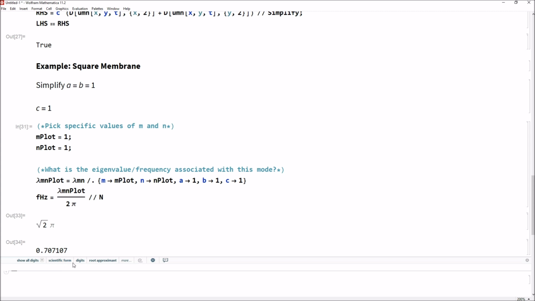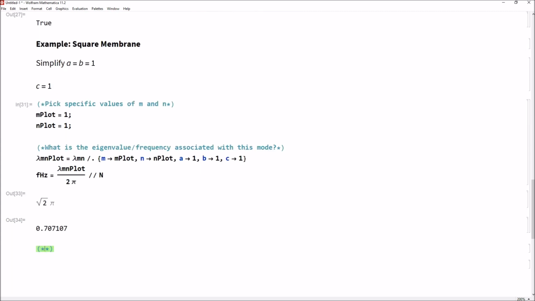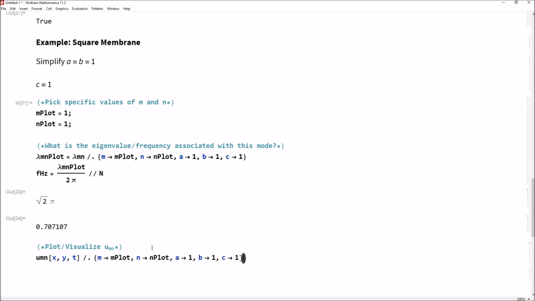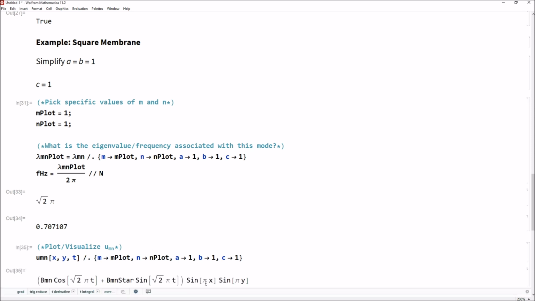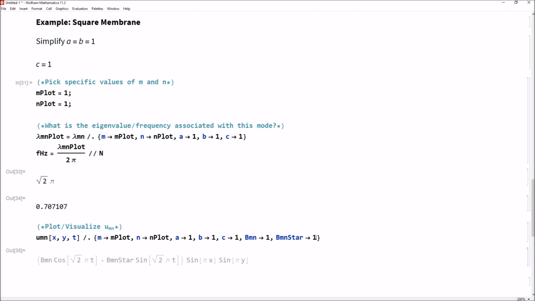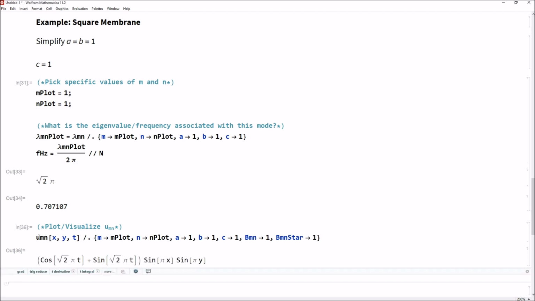Okay, so now let's go ahead and plot this. Let's plot and visualize UMN. So what do we got here? I've got UMN at x, y, and t. Again, let's make our substitutions of the m, n, a, b, c values that I'm looking for. And without a loss of generality, let's get rid of these coefficients BMN and BMN star. That might be easier to look at if we just say BMN is 1 and BMN star is 1. Okay, here we go.